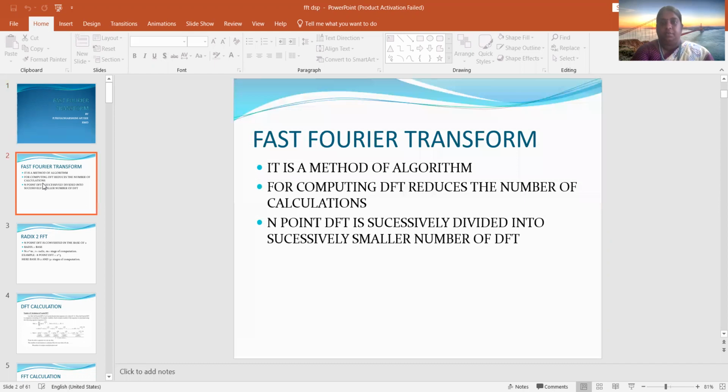So, what is fast Fourier transform? Simply we can say it as FFT. It is an algorithm for computing the DFT in which we reduce the number of calculations. In the DFT, we know the calculations are very high, and moreover it takes a long time to complete the problem. So we move to FFT, which reduces the number of calculations, and the N-point DFT is successively divided into smaller DFTs.